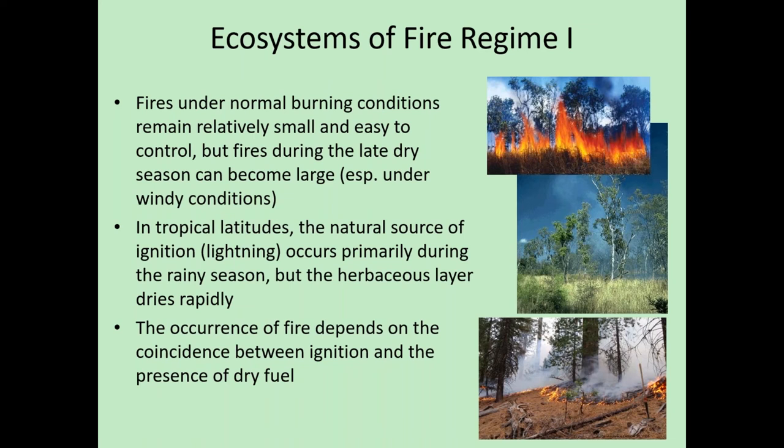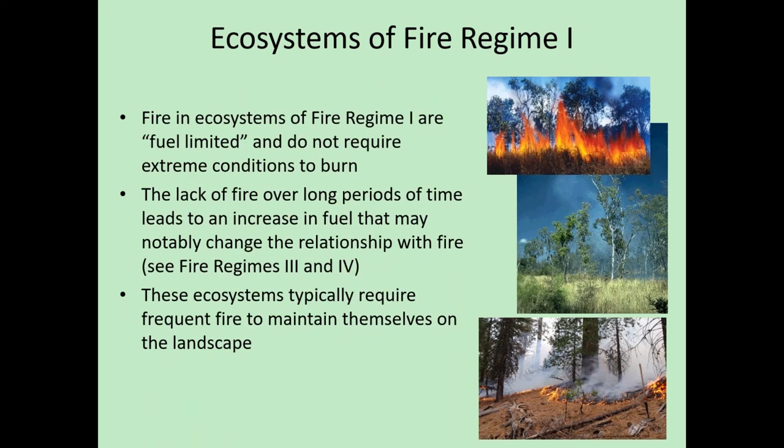Okay, and then the occurrence of fire depends on the coincidence between ignition and the presence of dry fuel. In other words, these are what we call fuel-limited fire regimes. In a ponderosa pine or Jeffrey pine forest, what allows the system to burn under natural conditions is the coincidence of an ignition with enough fuel to actually burn. All right? Believe it or not, in these systems, after you burn the fuels off, historically, in an open forest dominated by pines, it would take 7, 8, 9, 10, 11, 12 plus years to generate enough continuous fuel to even carry a flame.